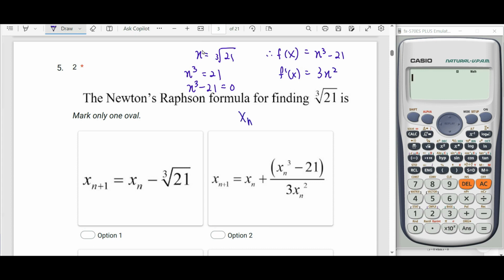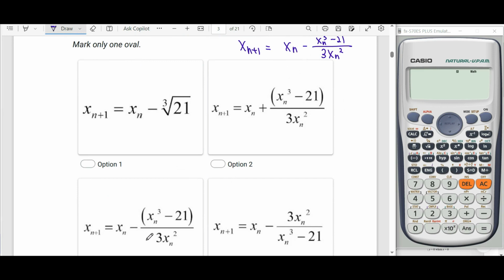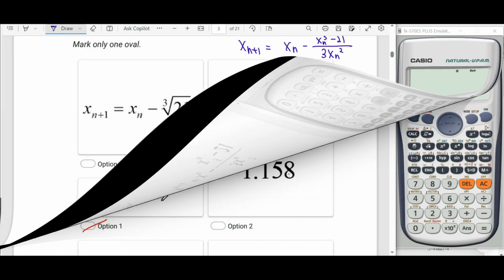To find the Newton-Raphson formula, x(n+1) equals x(n) minus the function x(n) cubed minus 21 over the differentiated function, which is 3x(n) to the power of 2. So look at the answer here, it will be option number 3.